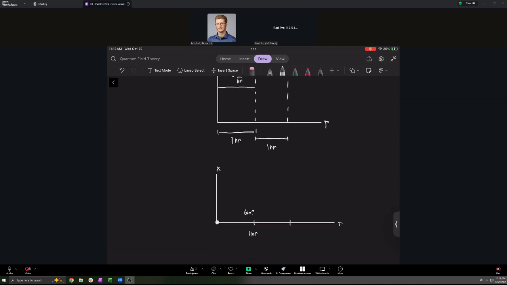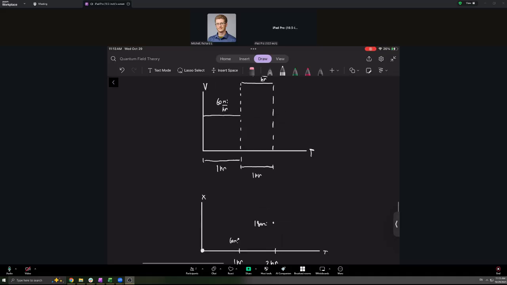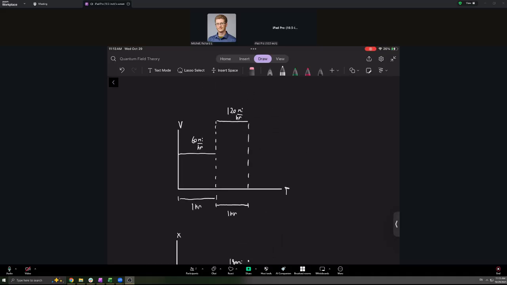So we go down here to our position versus time plot, and in the second hour, we make a data point at 180 miles. Now let's add a little bit more to the situation. Let's say there's a third section in which the car travels 30 miles per hour, but the car only does this for half an hour.